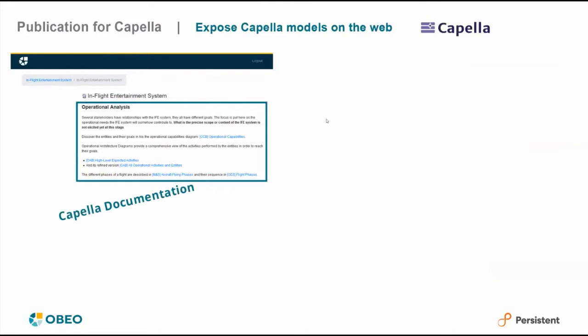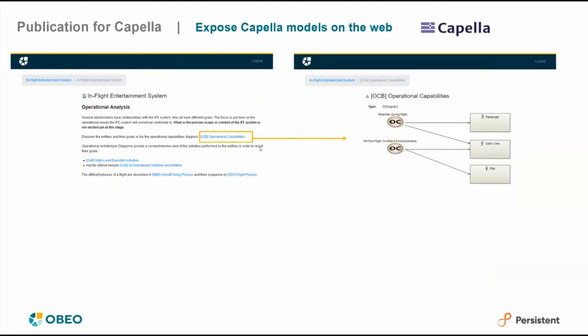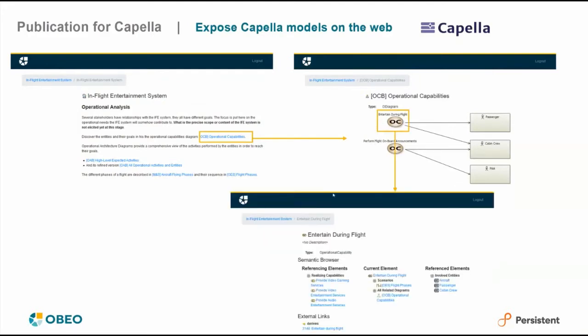The models exposed on the web expose all the information that is stored in the Capella models, so you will be able to access the Capella documentation with the links to diagrams or other model elements within it, the rich text documentation. You will be able to navigate to diagrams, which can be clicked on. So if you click on anything on the diagram, you will be able to navigate to the page that details this element. And you will also be able to access the semantic browser exactly as if you were in Capella, but directly within a web browser without having to install Capella.